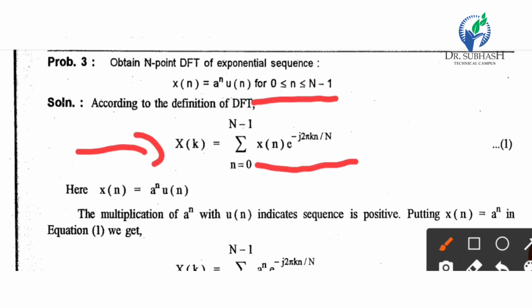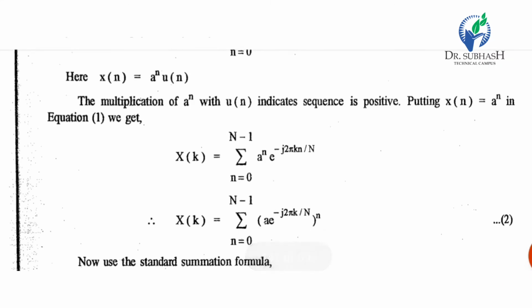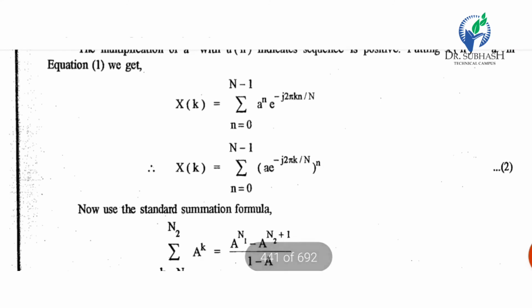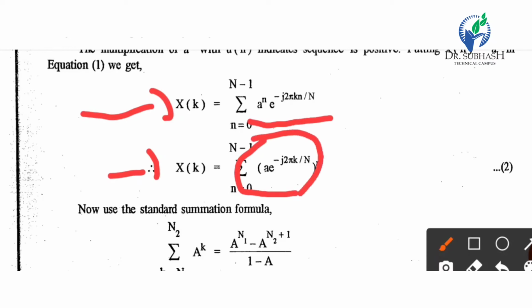So here x of n equal to a raised to n u of n. The multiplication of a raised to n with u of n indicates the sequence is positive. So we only have to put x of n equal to a raised to n in the equation. So now x of k equal to summation n equal to 0 to capital N minus 1 a raised to n e raised to minus j2 pi k n upon N. So it becomes x of k equal to summation of a multiplied by e raised to minus j2 pi k upon capital N, and the whole raised to n.